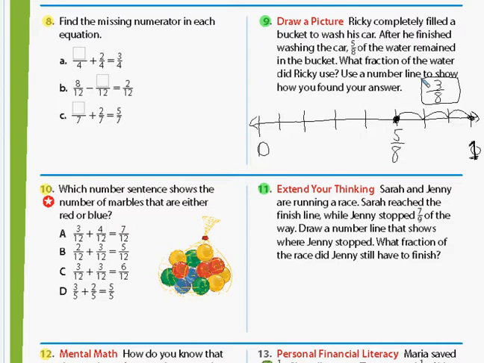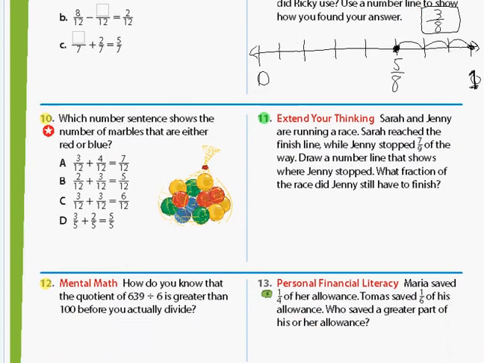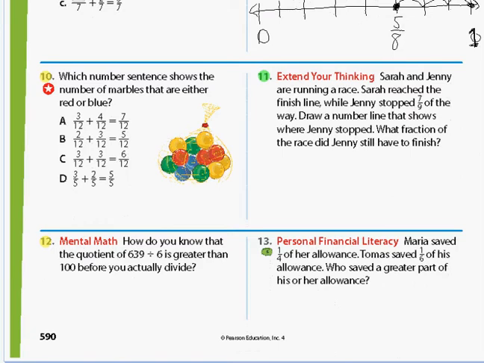And problem number 11. Extend your thinking. Sarah and Jenny are running a race. Sarah reached the finish line while Jenny stopped 7/9 of the way. Draw a number line that shows where Jenny stopped. What fraction of the race did Jenny still have to finish? So that's 9ths.